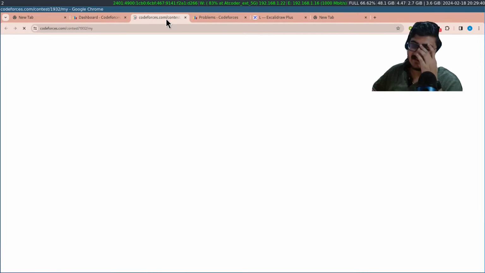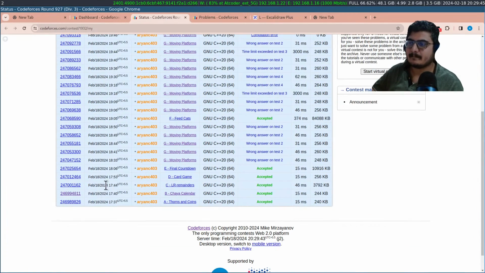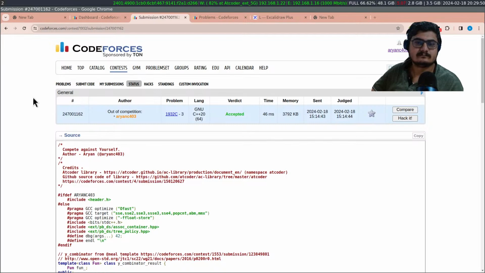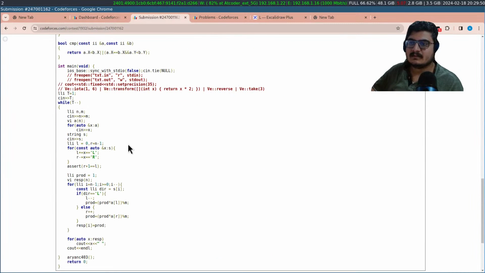And this was my idea. First I start with the left pointer, left cell as 0 and right cell as 1. Whenever I see an L command, I increase the left pointer by 1. Whenever I see an R command, I decrease the right pointer by 1. After the end of this loop, my array would be empty, where the left pointer would be 1 more than the right pointer. And now I start with product equal to 1.